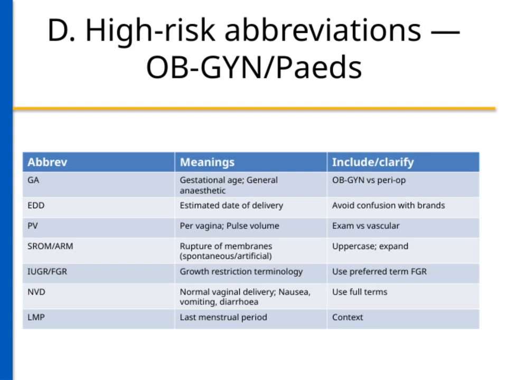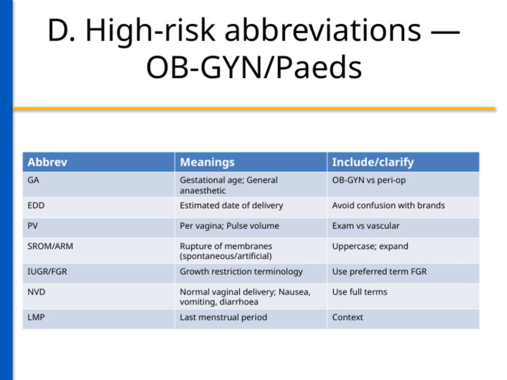Let's go through some of the common abbreviations you'll encounter in obstetrics and pediatrics, especially those marked as high risk. First, GA stands for gestational age, but it can also mean general anesthetic depending on the context. So, it's important to clarify whether we're discussing obstetrics or perioperative settings. Next, EDD refers to the estimated date of delivery, and it's crucial to specify this clearly to avoid confusion with brand names or other terms.